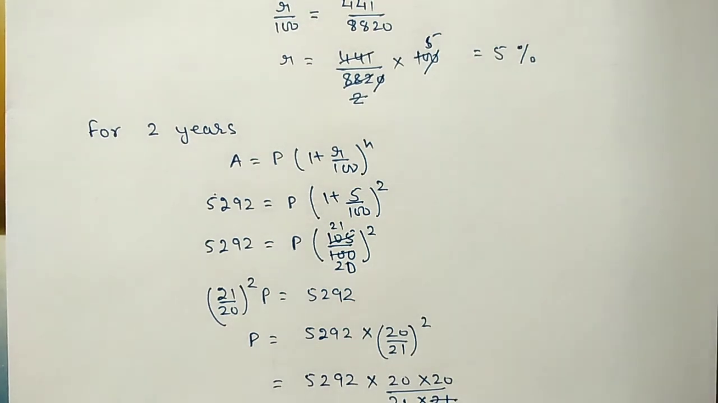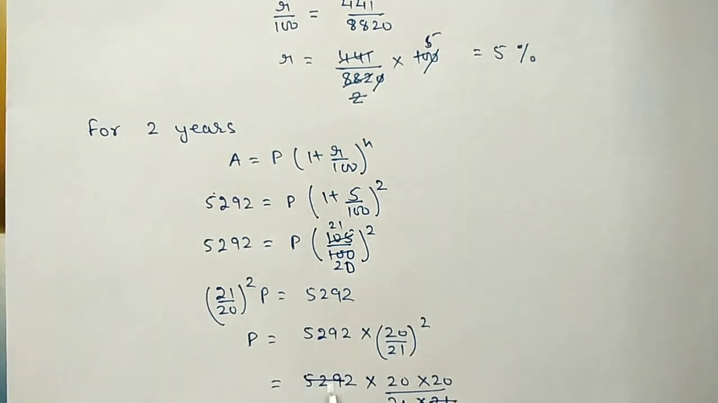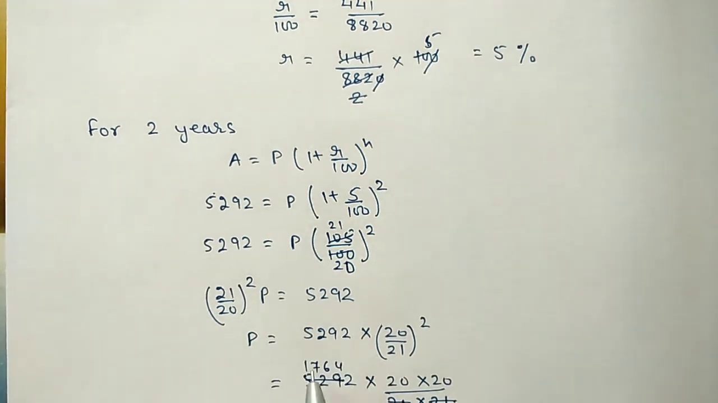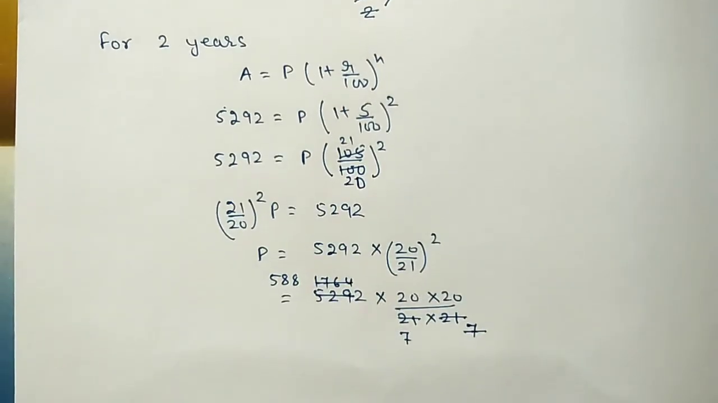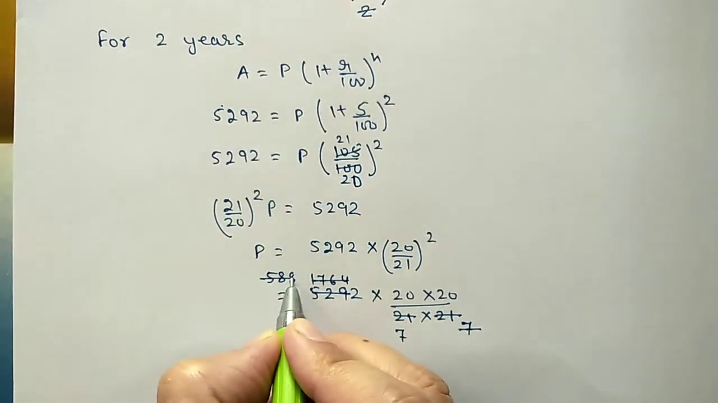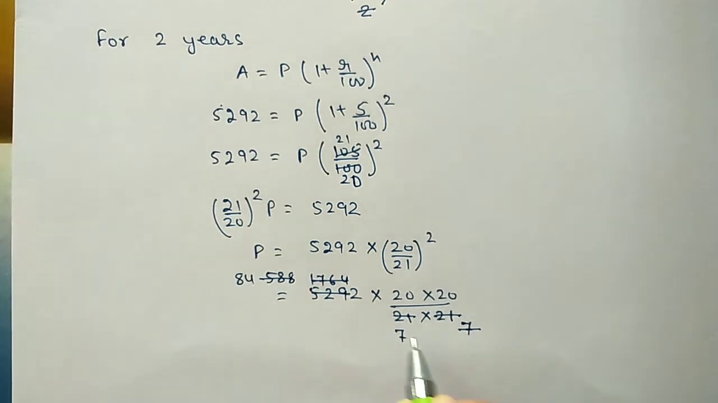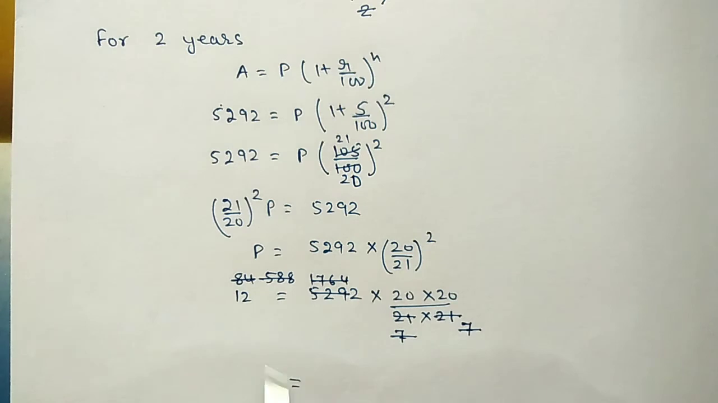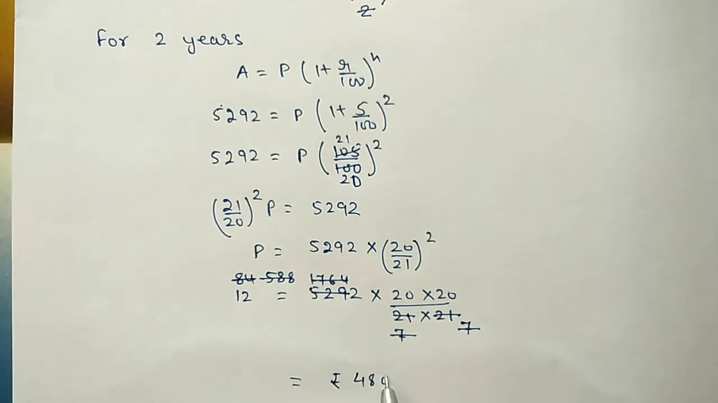With the table of 3 we can cancel: 3 7s are 21, and 3 588s are 1764, again 3 7s, then 3 times 5. 8 8s, then we can cancel with the table of 7: 7 times 784, then again 7 times 12. Multiply the remaining numbers, 12 into 20 into 20, we will get 4800 rupees.